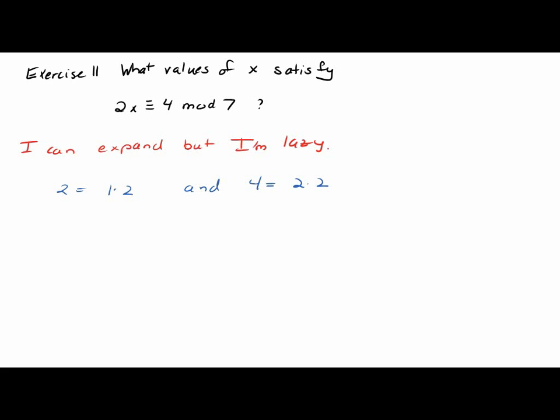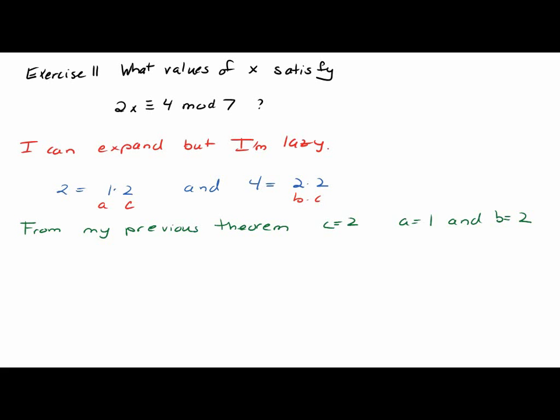So I'm saying I don't want to deal with any formulas. What I first noticed is that 2 and 4 are multiples of each other. So wouldn't it be nice if I could just whack that 2 out of both sides? Then I have x is congruent on the right side, and I've solved the equation. So I look at 2, it's 1 times 2, and 4 is 2 times 2.